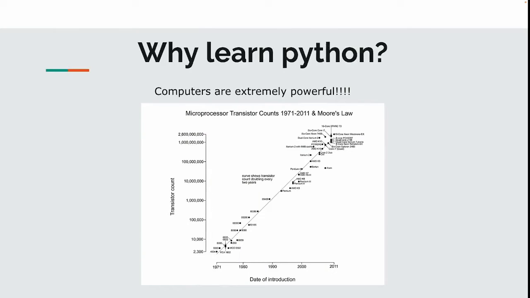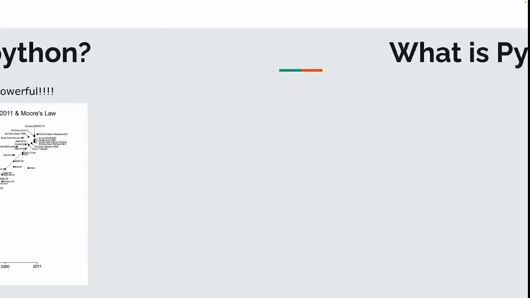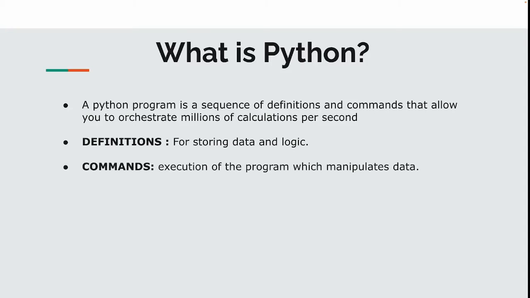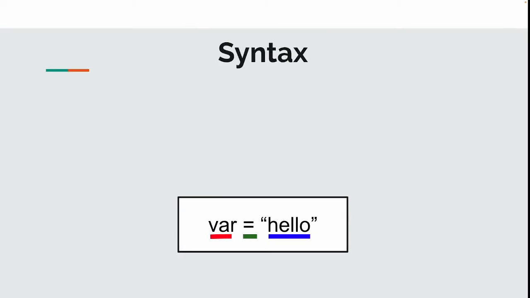The magic of computers is they can perform 1 billion calculations a second. The programs we are going to write are a sequence of definitions and commands that are read into the computer and executed from the top to the bottom of the file. Definitions are for storing the data and logic, and the commands are the execution of the program, which is manipulating your data. For your code to make sense to the computer, it needs to perfectly follow the syntax of Python.